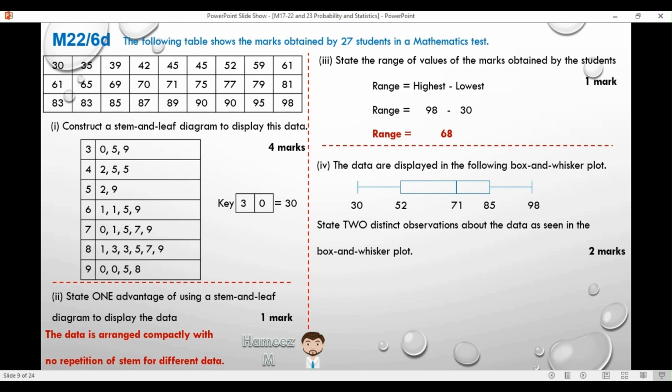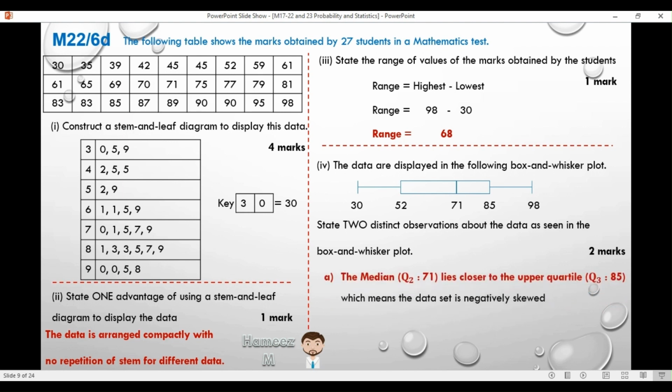So let's take a look at it, and we can see that 71 is very close to the 85. Q2 is close to Q3, so we can say that the median Q2, which is 71, lies closer to the upper quartile, Q3, which is 85, than the lower quartile. So there's a larger space between Q2 and Q1 than Q2 and Q3, which means the data is skewed to the left, or it can also be said it is skewed negatively.